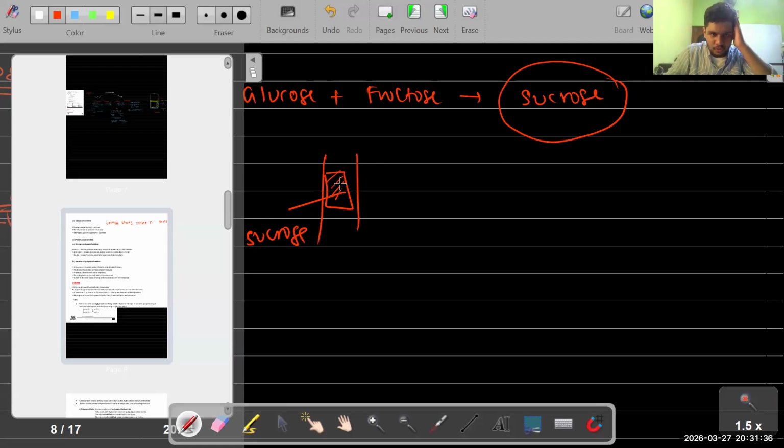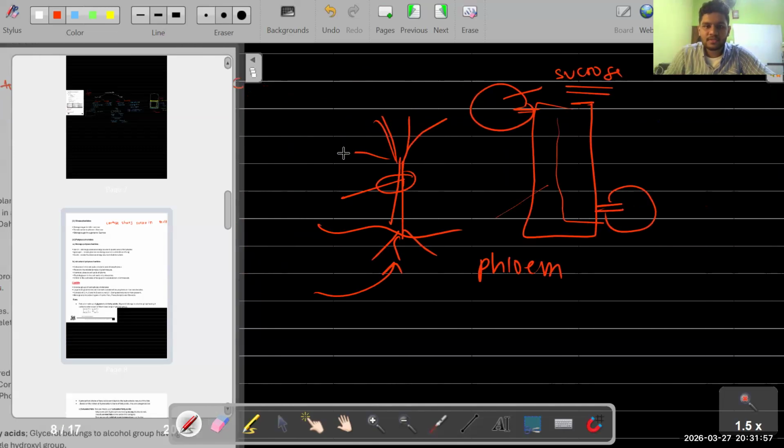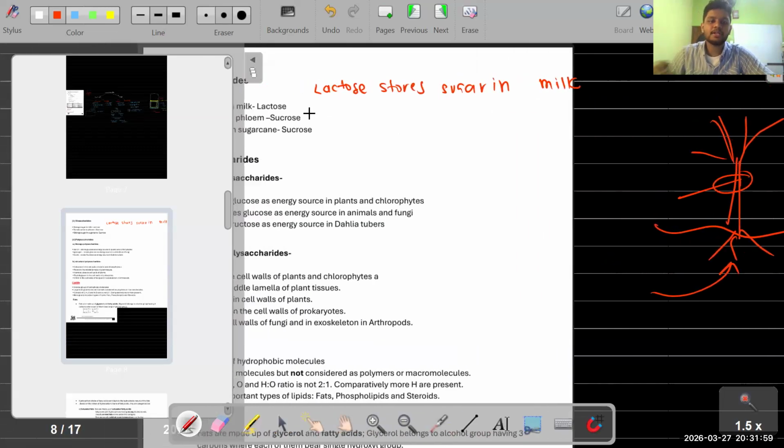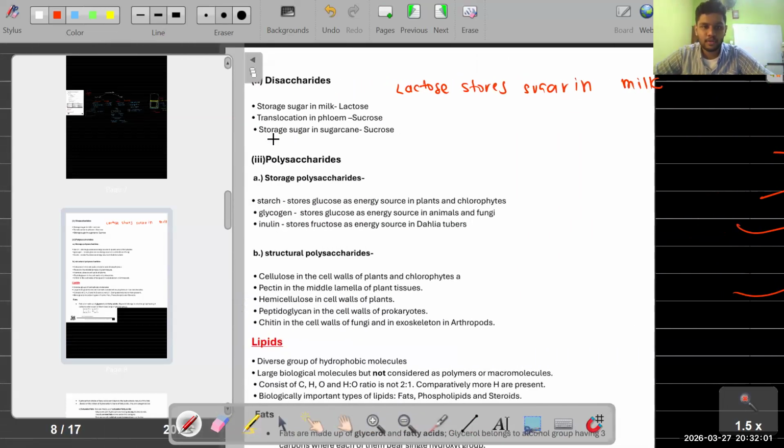Can you understand this sucrose contains glucose in it? Yes or no? Yes, sir. Right? That is what they are saying. Sucrose stores sugar in sugarcane. Storage of sugar in sugarcane is done by sucrose.